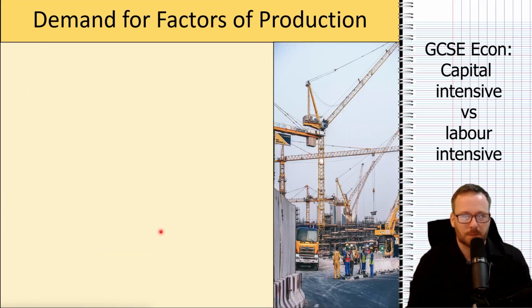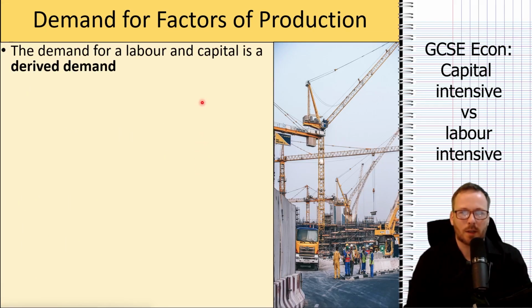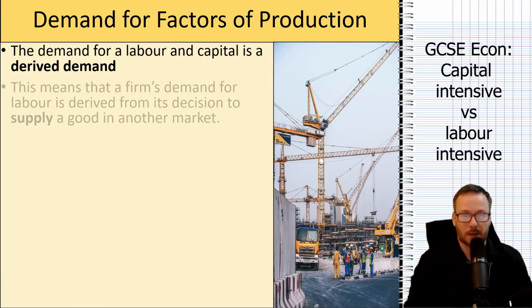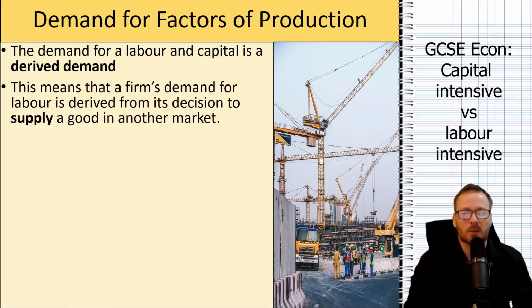Okay, let's get started. So, demand for factors of production. We must understand that demand is a derived demand. Do you have any idea what that means? So the first thing we must understand is labour is a derived demand, and it's derived from its decision to supply a good in the market. Basically, they're only going to want you if you provide them more value than what they're paying you.